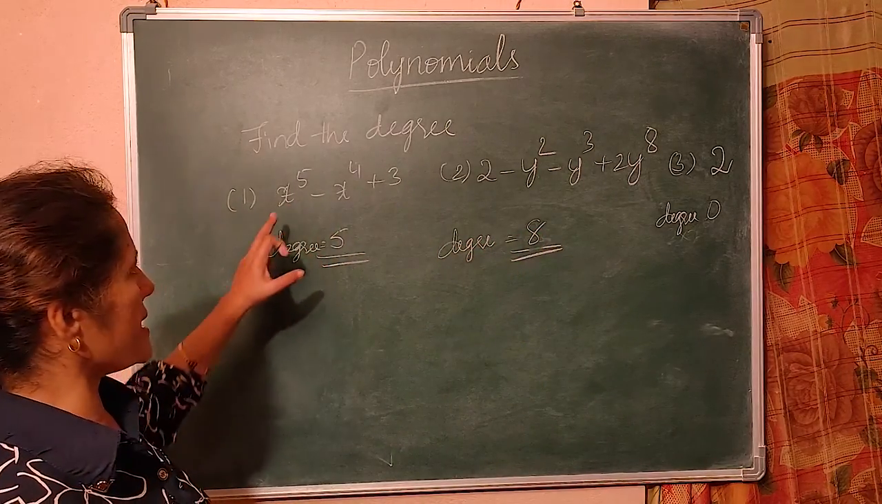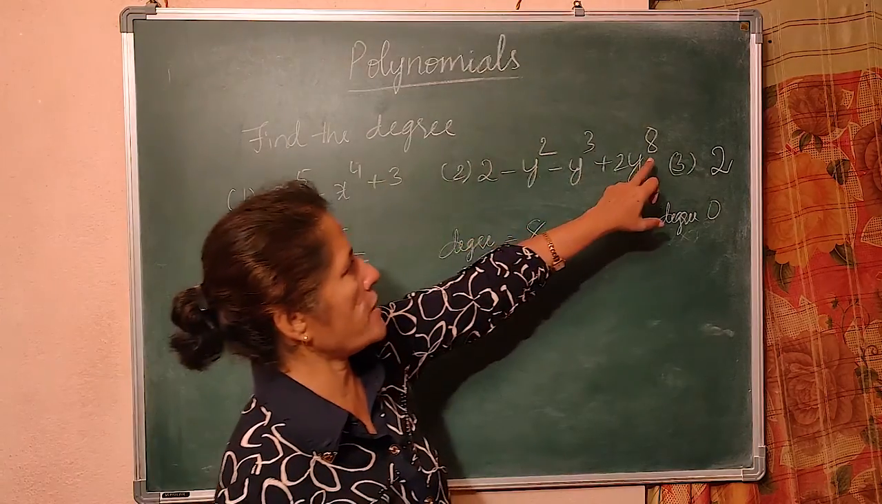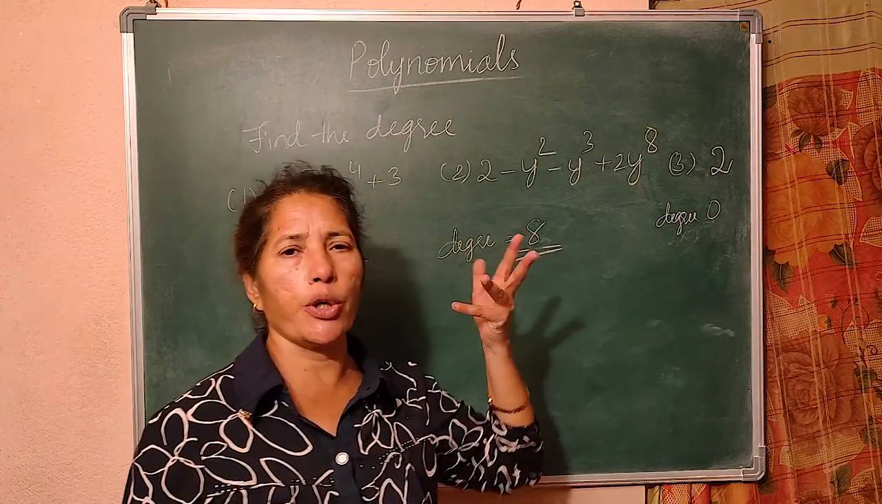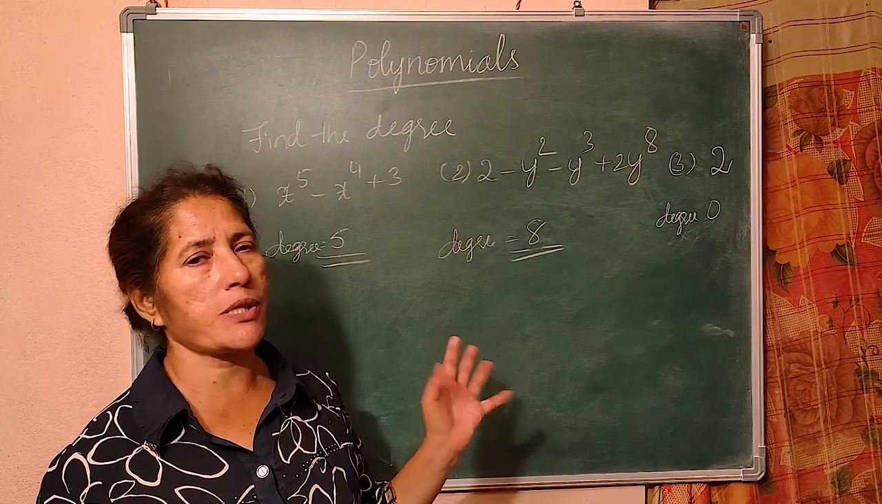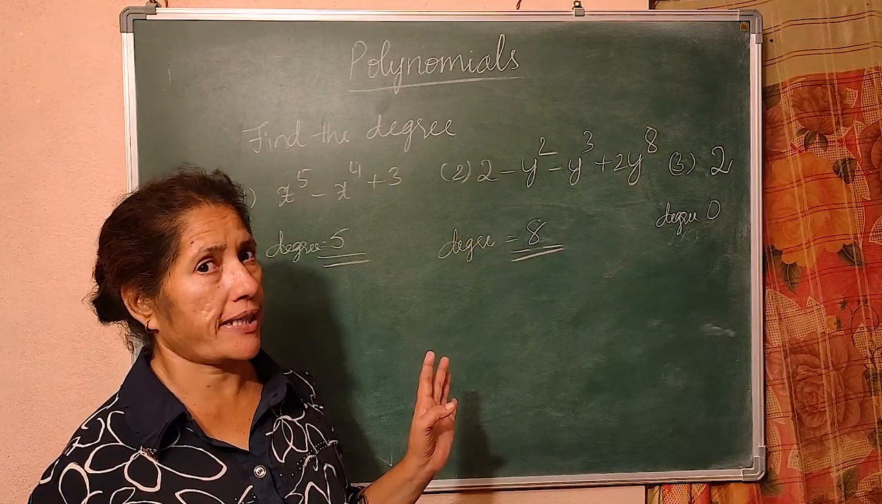Right? Here the highest power is 5. Here the highest power is 8. Here, no power of any variables, so degree is 0. Did you understand?